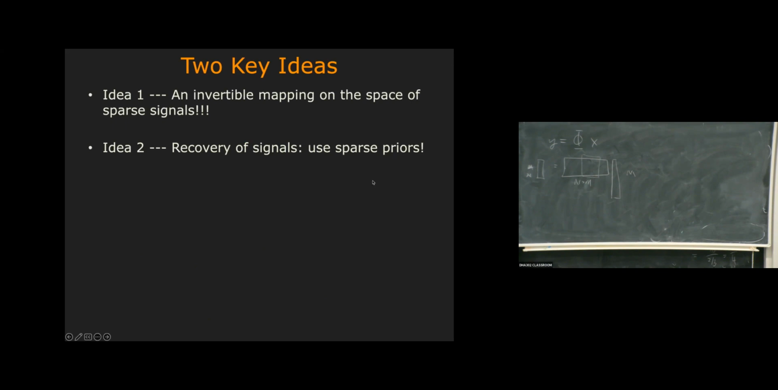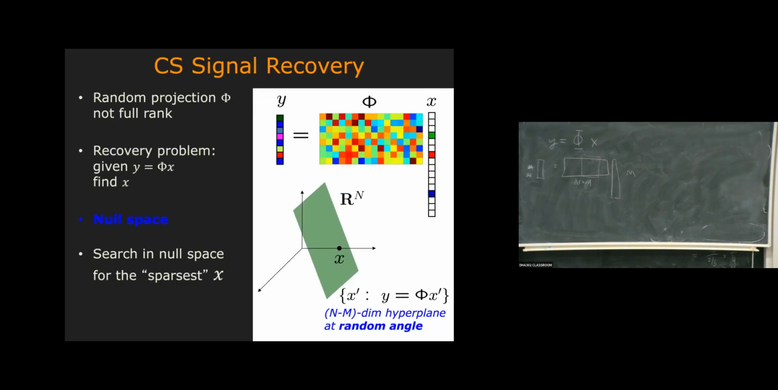Okay, so now comes the second idea. The first one was about getting the right RIP phi matrix. Now the second one is to use sparse priors. This is what I've been saying the whole time, that you have an infinite number of solutions, and now you want to find the sparsest one.